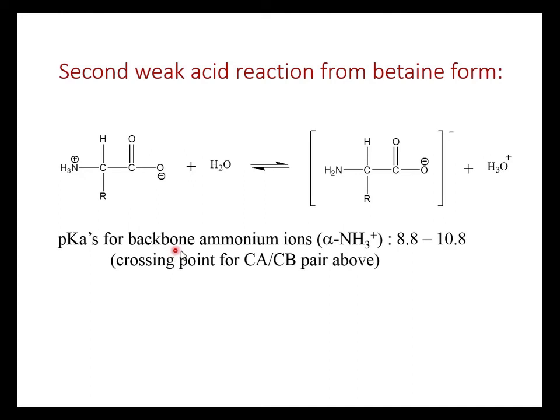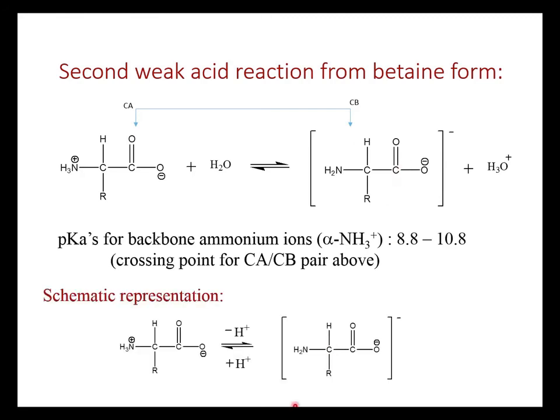The pKa's for backbone ammonium ions, also known as alpha NH3+, range from 8.8 to 10.8. So they're quite high, and that provides the crossing point for the conjugate acid-conjugate base pair that we have above, from the zwitterionic form to the fully deprotonated form of the backbone.